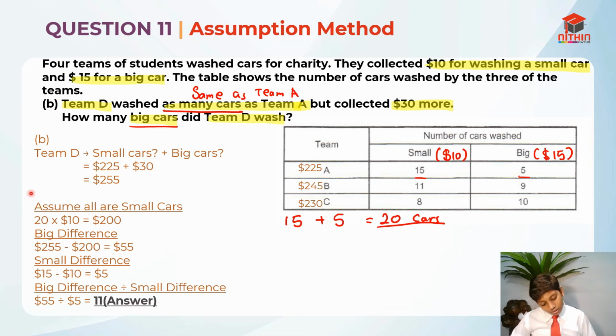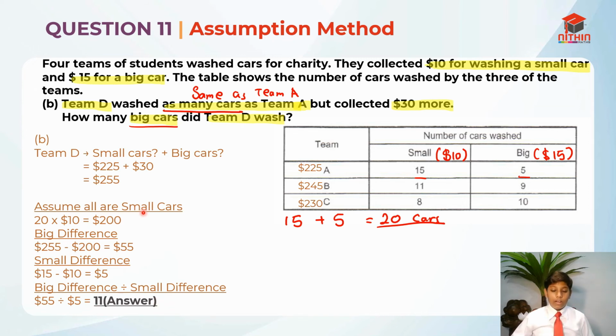So this is how you should follow it. For any type of question, you just follow this: assume all are small, big difference, small difference, then take the big difference divided by the small difference. And like I said, you do not need to do anything more, because at the start we already assumed all are small cars. When we assume the opposite of what they are asking in the start, it gives us the opposite of what we assumed. So this is basically the big cars, not the small.